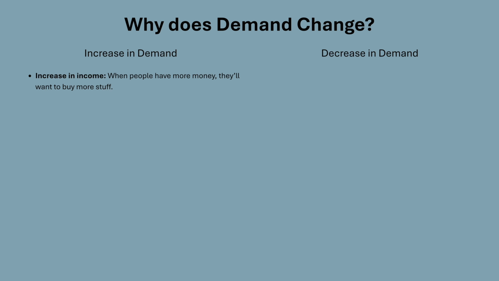Another situation is population growth. Basically, if there are more people, then there'll be more people wanting to buy stuff. Population growth could mean any reason why there's more people, like if there are a bunch more tourists in Wellington, then the demand for coffees might increase in Wellington.